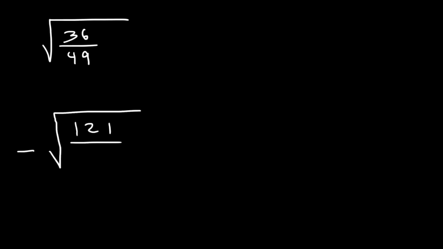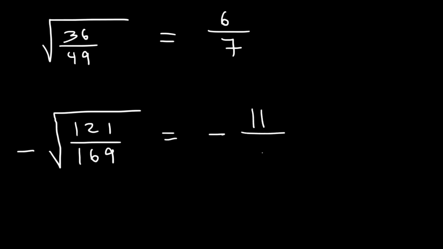What is the square root of 36 divided by 49? And also negative root 121 over 169. Go ahead and try these two. The square root of 36 is 6, and the square root of 49 is 7. That's all you need to do for this one. The square root of 121 is 11, and the square root of 169 is 13.